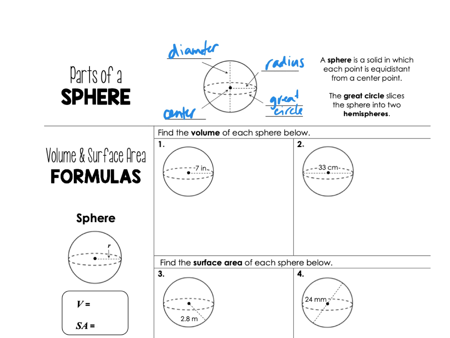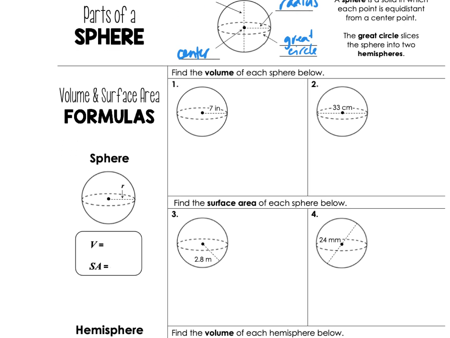Okay? So volume of a sphere is 4/3 pi r cubed. Surface area of a sphere is 4 pi r squared. And then obviously, if I was finding it for a hemisphere, a half sphere, it would just be divided by 2 or times 1/2, okay? So, find the volume of the sphere. Looking at number 1, 4/3 pi times 7 cubed. That's it. You just plug it in the calculator.